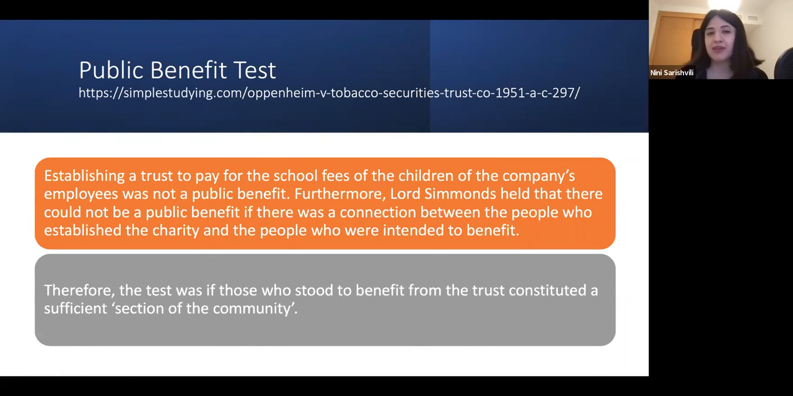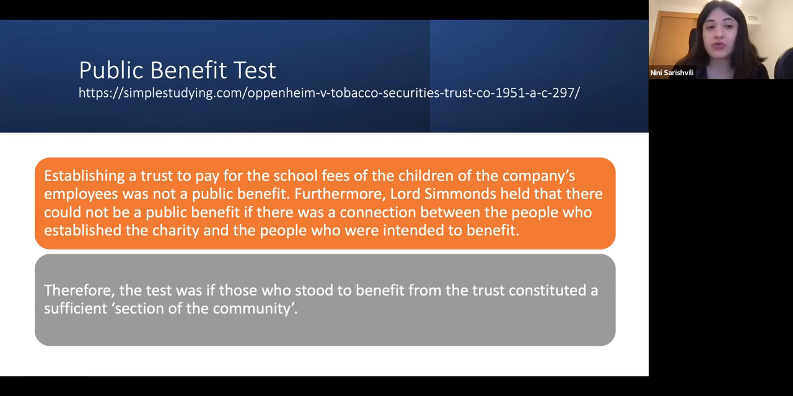The public benefit test basically means that every charity, every charitable trust, has to have a public benefit. There are numerous cases on what qualifies as a public benefit and what does not. So you need to have a look at the main cases in our notes and make sure that you understand the main principles from the case law. Establishing a trust to pay for the school fees of children, in the case of Oppenheim versus Tobacco Securities, was not a public benefit.